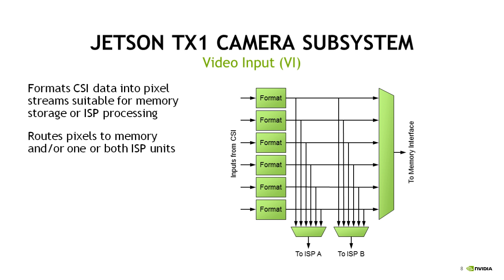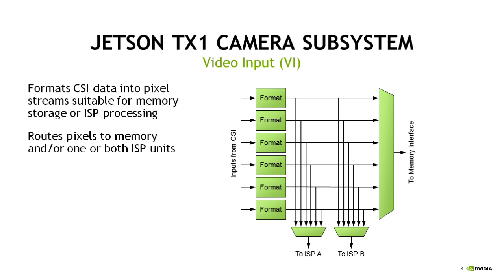Data coming in from the sensors through CSI is then sent to the video input, or VI unit. This unit formats the data into pixel streams suitable for memory storage or ISP processing before routing it to the correct destination unit. For example, a capture writing raw Bayer pixels to memory would have VI route the pixels directly to memory instead of processing them through ISP.